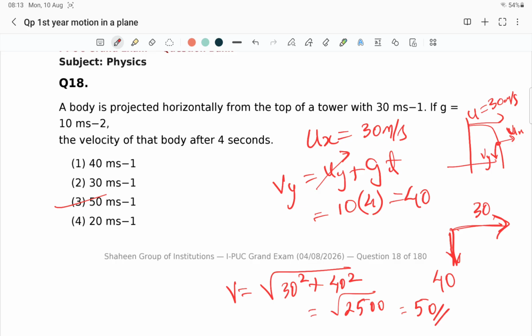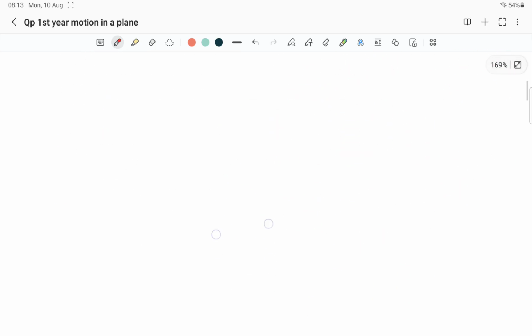Once you visualize it like this, okay, so 30 is here, 40 is here, resultant should come somewhere like this. So obviously squaring and adding, even if we take minus 40 it will become positive after squaring, the answer will be 50 meters per second. I hope this is clear. Let's move on to the next one.